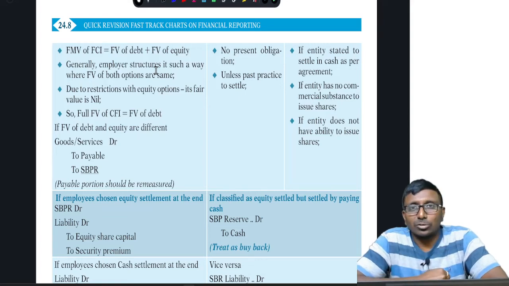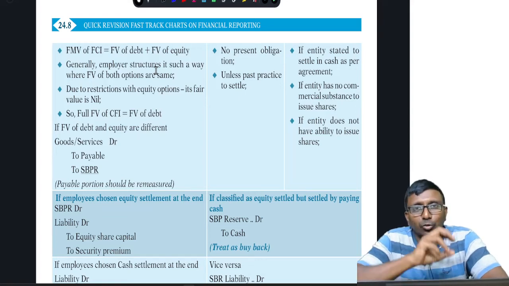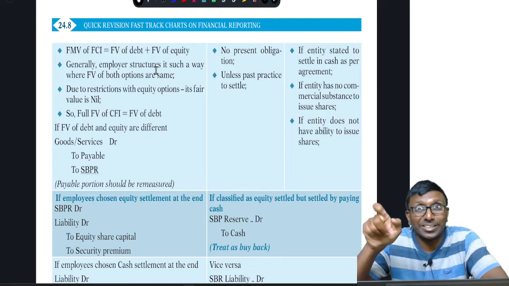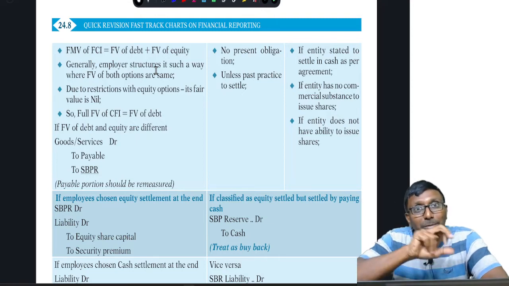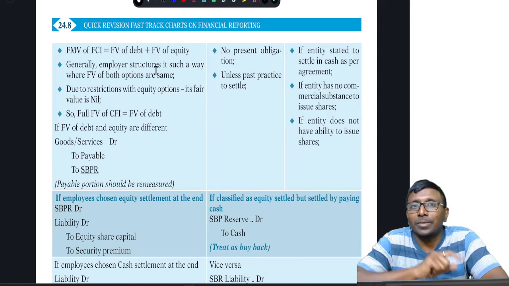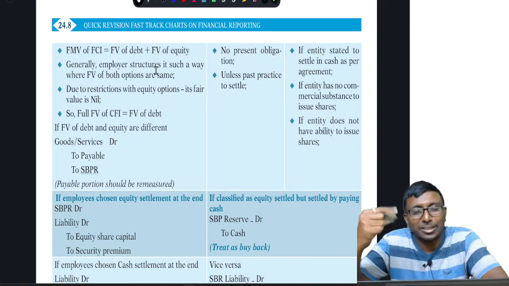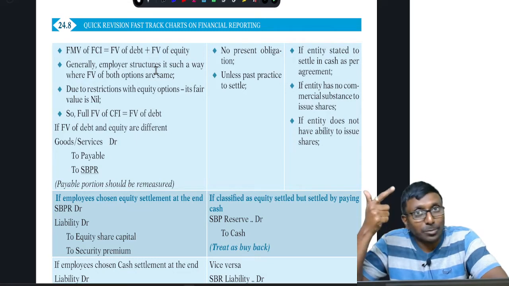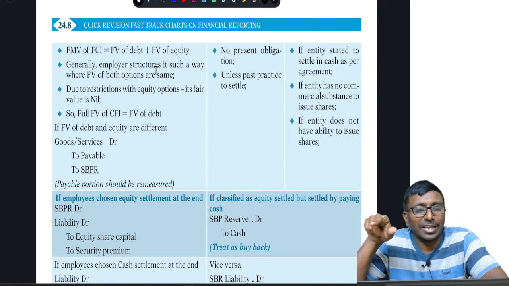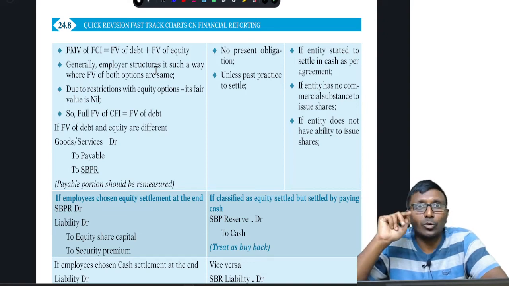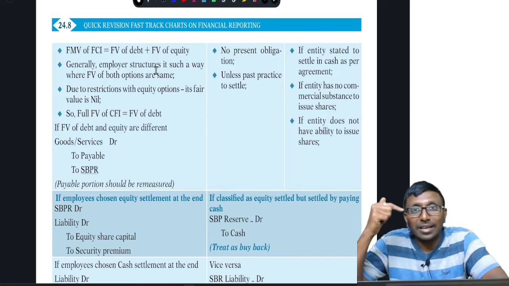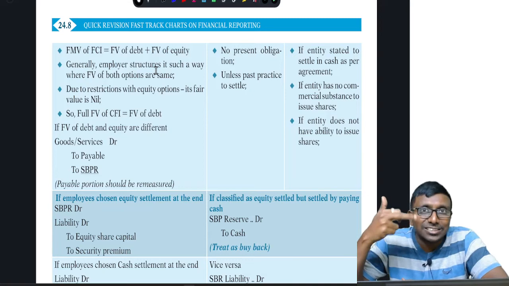So in this case, what are you supposed to do? First you find out the fair market value of the equity option, how much, and the fair market value of the cash option, how much. The fair market value of the cash option will be the cash liability portion, we will call it. The equity option value, mostly it will be given more. For example, the fair market value of the liability option is equal to 100, and the fair market value of the equity option is equal to 120. The 20 will be treated as an equity settled SBP. The 100 will be treated as a cash settled SBP.